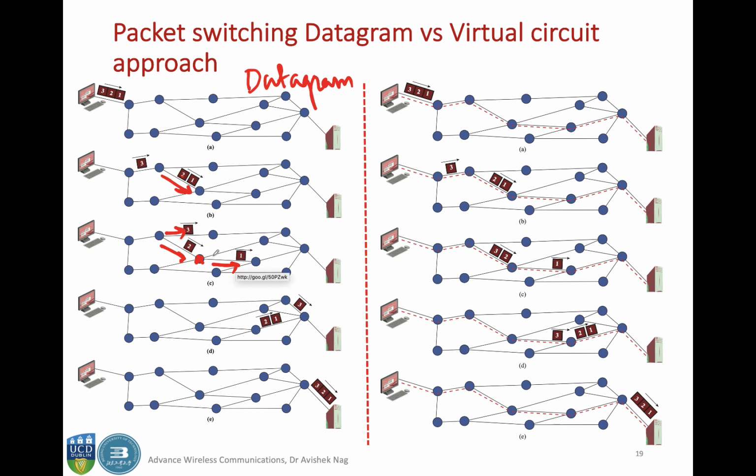Your 2 is also going in this direction, and then 2 and 1 follow this route and reach here, but 3 follows another route and then reaches the end node. The end node then sequences all the packets together, 1 to 3, and sends them to the end user.